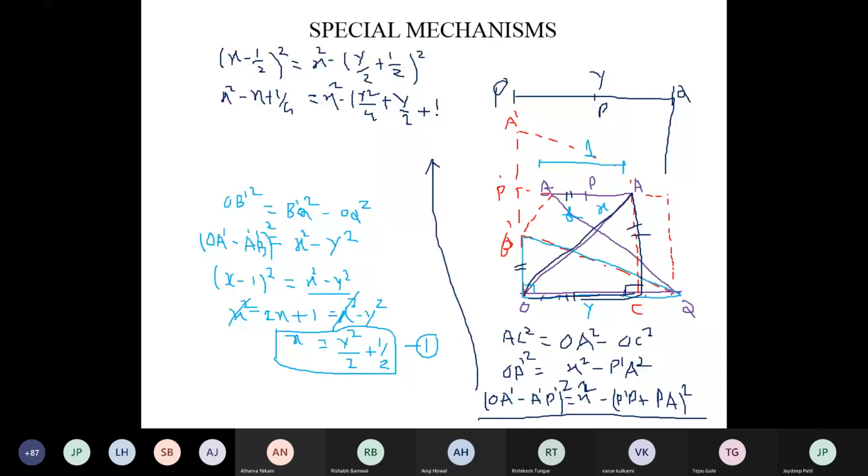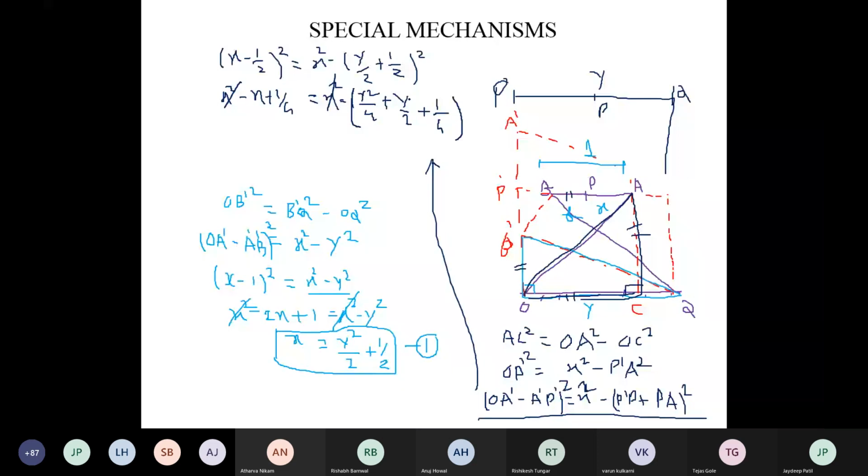Got it? Did all of you understand? What will cancel here? This one will cancel. Okay, now next, here is minus: minus y square upon 4 minus y by 2 minus 1/4. Correct?